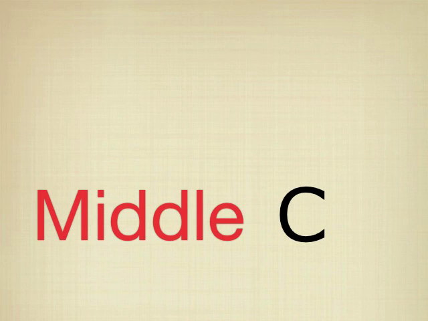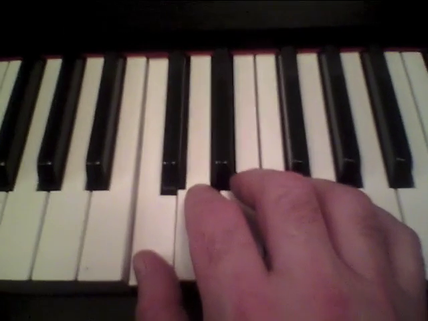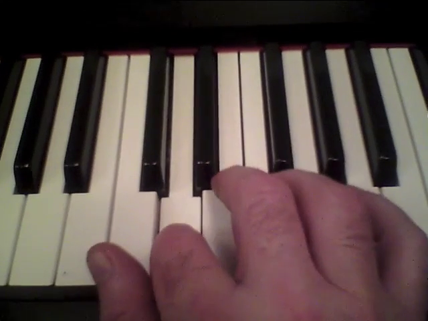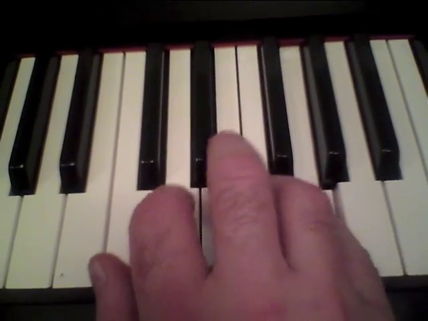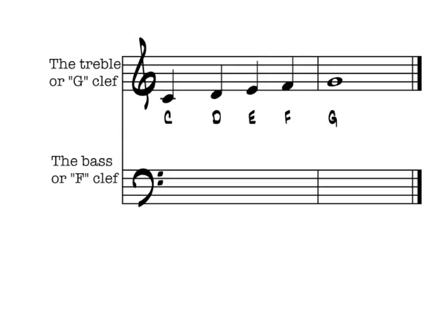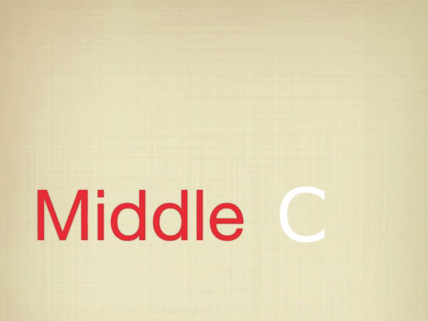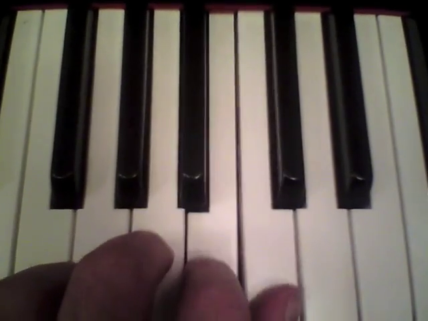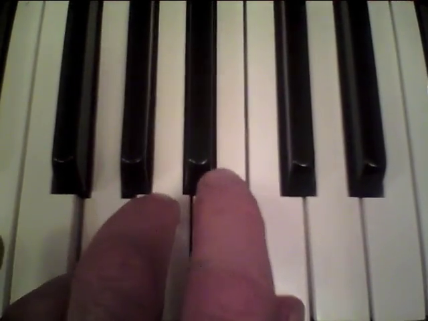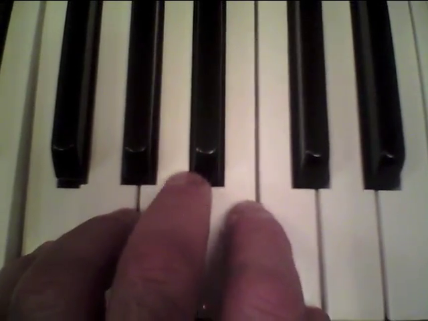The key term to remember is just middle C. If my right thumb is on middle C and I go up, I count up C, D, E, F, G. And if I put my left thumb on middle C and go down 5 notes, I get C, B, A, G, F.